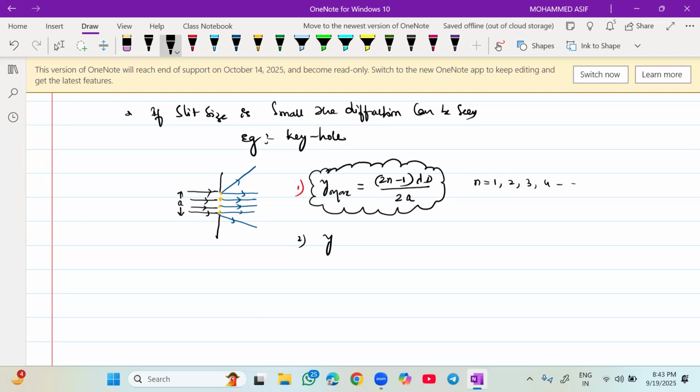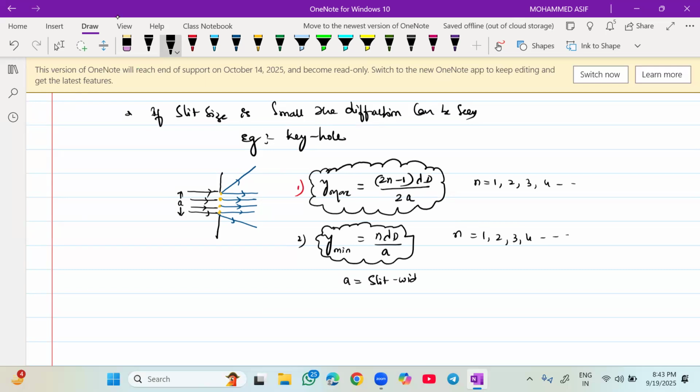In the same way, the location of minima, Y minima, equals n lambda D divided by small a. What is small a? Small a is your slit width. And n starts from 1, 2, 3, 4, and so on. So a is your slit width.